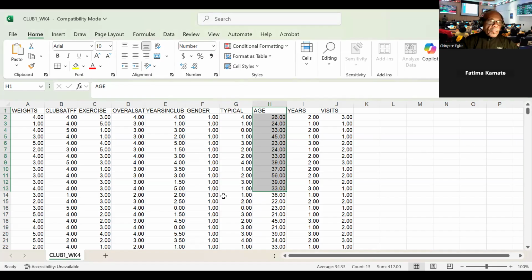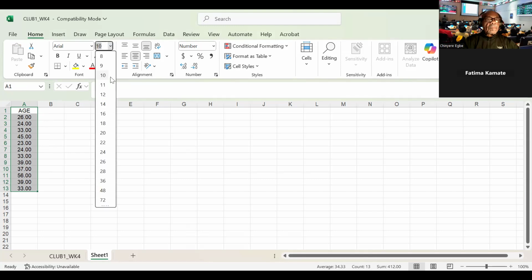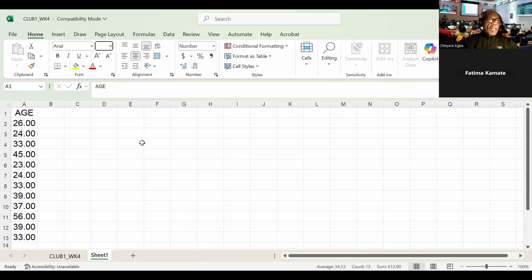All right. Are you still seeing my screen? Yes, I am. Are you seeing the new set of values that I selected? Yes, I can see them. Okay. You can see age 26, 24, 33, 45, 23. Yes, I can see them. Okay. All right. I'm going to make it bigger. Okay. You can see them bigger now.